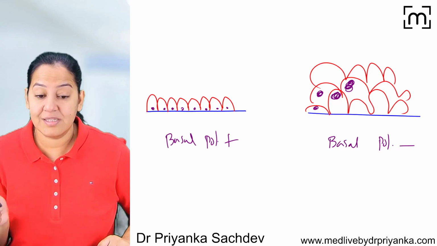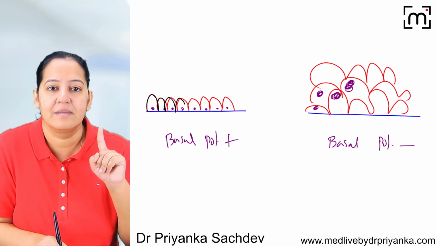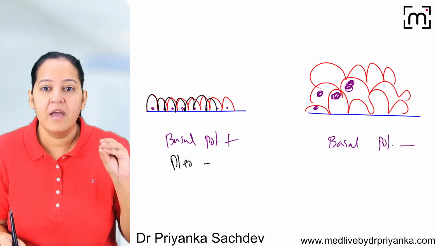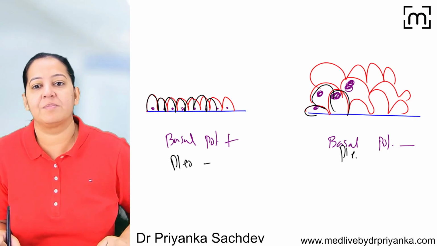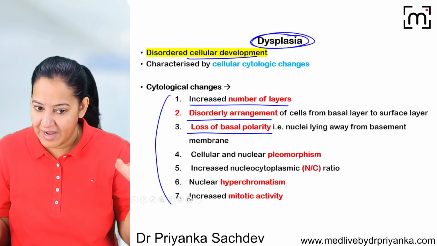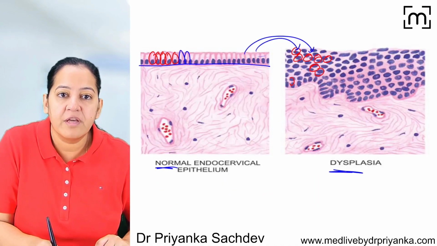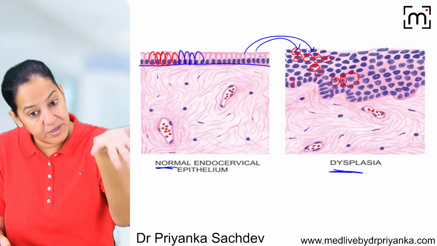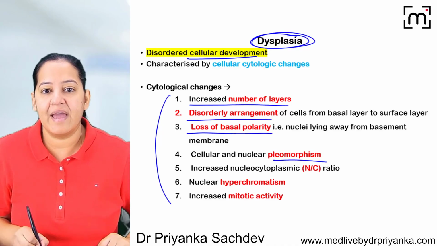The fourth change is pleomorphism. You can see that also here. Here all the cells are uniform. They are more or less the same size. So pleomorphism is absent here. Here some cells are small, some are normal, some are large. So here pleomorphism is present. So you can see the changes. In dysplasia, there is loss of basal polarity, and pleomorphism is present. That is the fourth change. The fifth is the NC ratio.